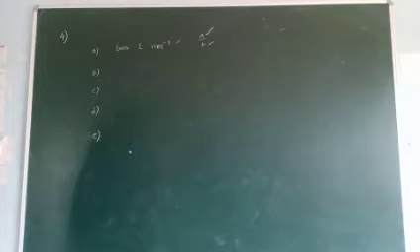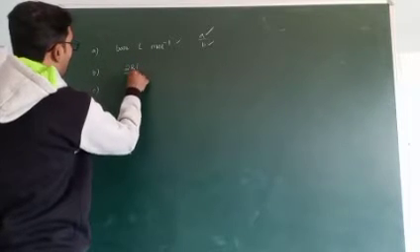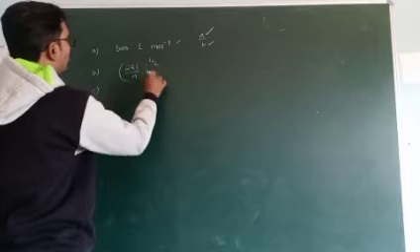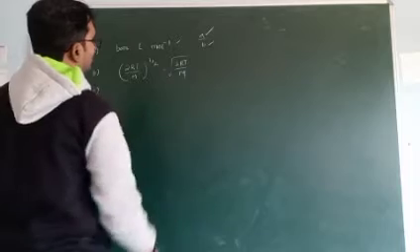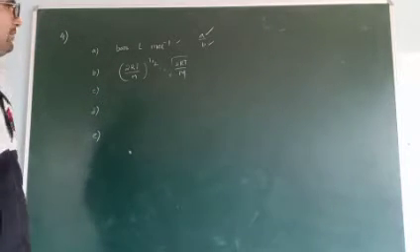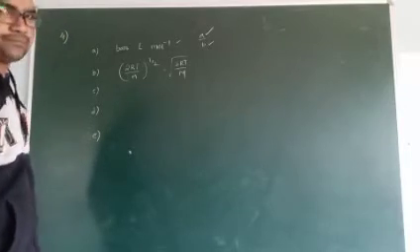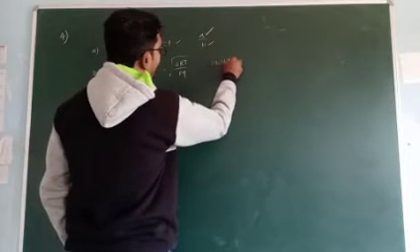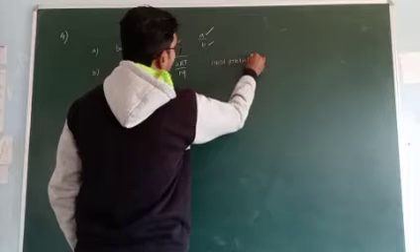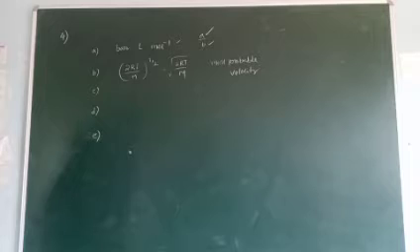Second one. (2RT by m) whole power 1 by 2. We know that this is root over 2RT by m. Root over 2RT by m means I think this is most probable velocity. Most probable velocity. Right? So most probable velocity is given.